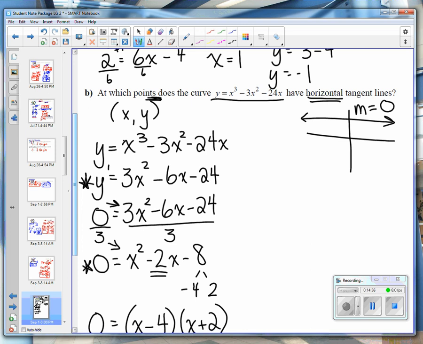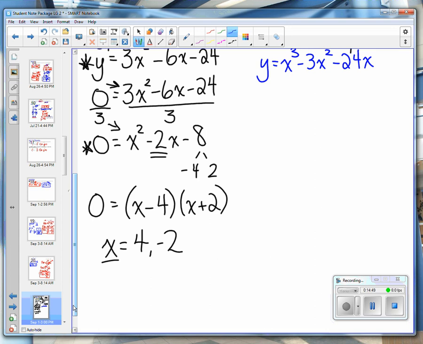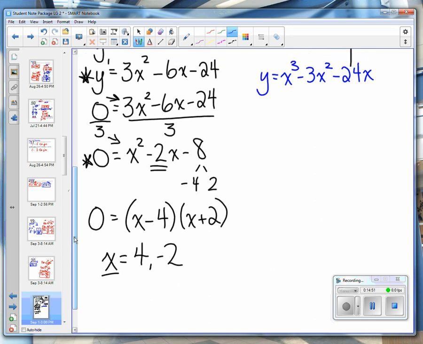I'll just do this in a different color so you can see the difference. I've got my equation, x cubed minus 3x squared minus 24x. Okay, and I've got a couple of values for my x's. So we've got to do this twice rather than just once. So I've got y is equal to 4 cubed minus 3 times 4 squared minus 24 times 4. And when you evaluate that, you're going to get negative 80.